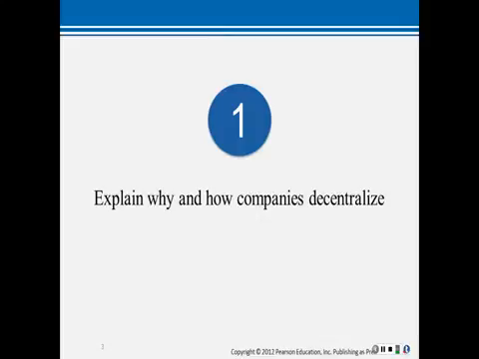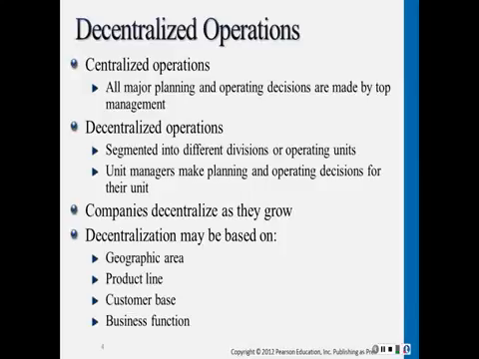The first learning objective is to explain why and how companies decentralize. In a small company, the owner or top manager often makes all planning and operating decisions. Small companies are most often considered to be centralized companies because centralizing decision-making is easier due to the smaller scope of their operations. However, when a company grows, it is impossible for a single person to manage the entire organization's daily operations. Therefore, most companies decentralize as they grow. These are called decentralized companies.